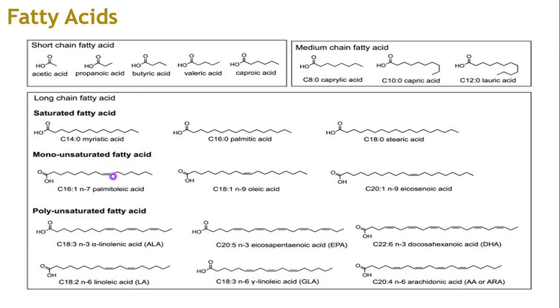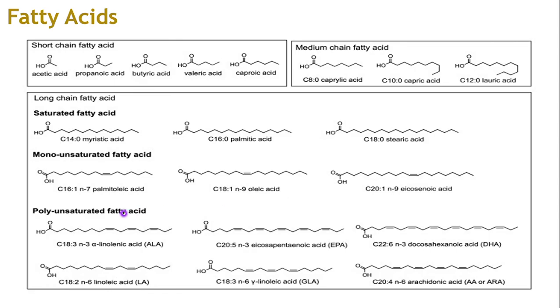When you are counting from the methyl end, this is the carboxylate end, this is the methyl end. The same thing applies here. Applying the same ideology, you are going to see that the double bond is on the 9th carbon, counting from the methyl end. Same thing applies to this one. So this one is the oleic acid and this one is the eicosanoic acid.